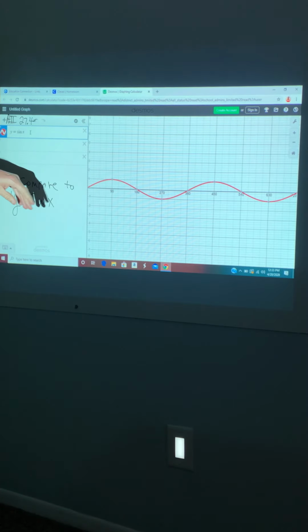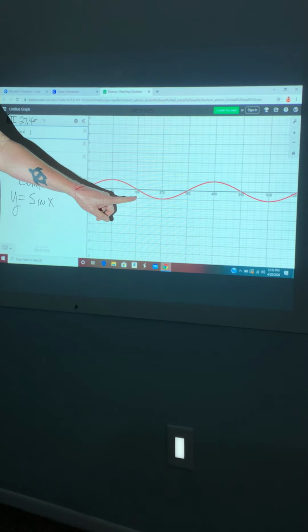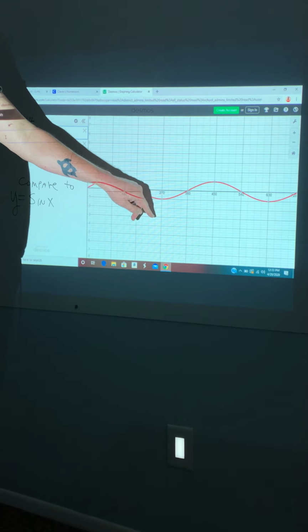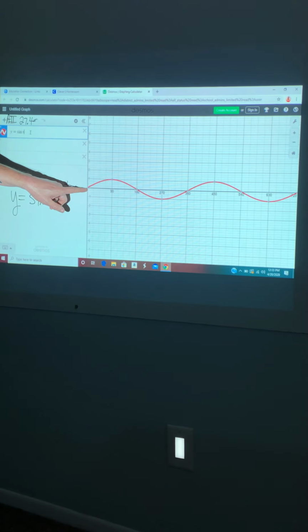Let's check the values. When you're at 0 on the circle, the sine of 0 is 0. When you're at 90 degrees, the sine is 1. When you're at 180, you're back at 0. When you're at 270, it's -1. And remember, when you get to 360 degrees, you're back to the same answer, 0. Okay, everybody's cool with the red graph? That's y equals sine of x.